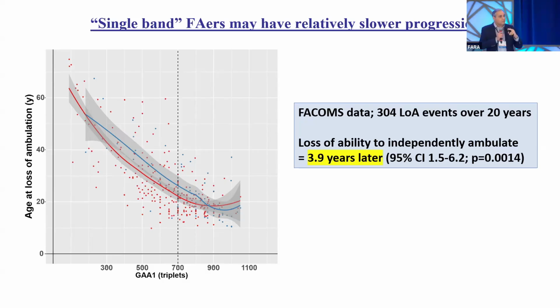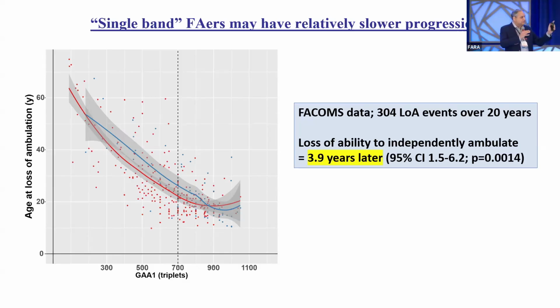Now remember, the second group, about 40% of them actually have chimeric alleles. And if you just separate these two types of people with FA, you notice that the people who have that single band pattern have a 3.9 year later loss of ambulation, suggesting it might be a slower progression. Just take this data with a pinch of salt at this point. Not everybody with the blue dot has a chimeric allele, but the blue dot guys are the ones that will have the chimeric alleles. The red dot guys will not have the chimeric alleles, okay?